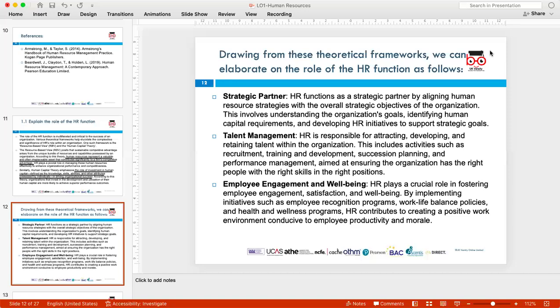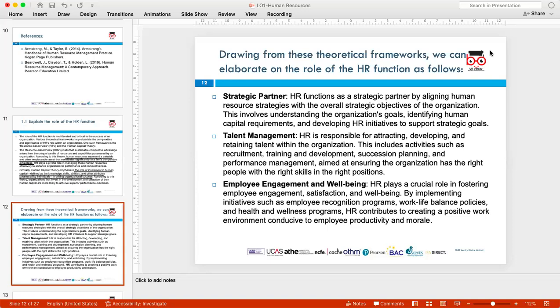We'll understand this with the help of an example. HR helps a small restaurant chain expand by hiring experienced managers and training existing staff on new menu items and service standards. Talent management. HR is responsible for attracting, retaining, and developing talent within the organization. This includes activities such as recruitment, training and development, succession planning, and performance management aimed at ensuring the organization has the right people with the right skills in the right position.